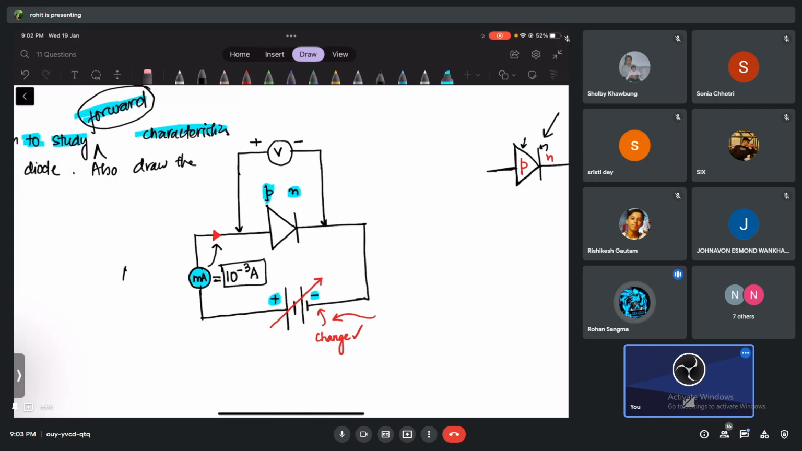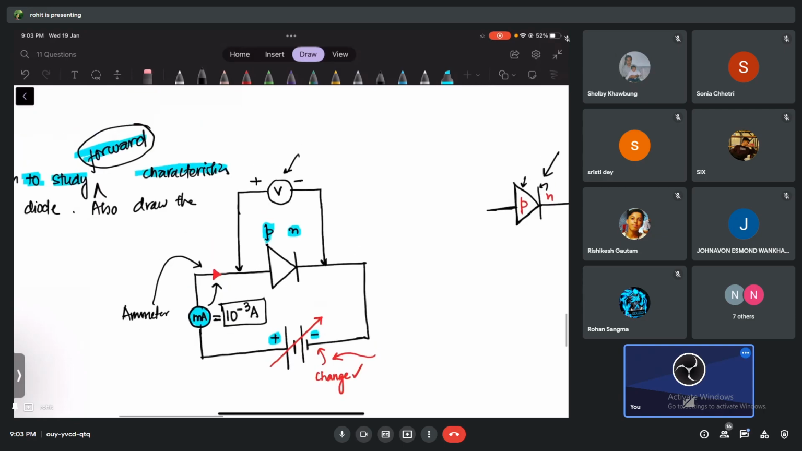It's an ammeter, no? Yes, sir. So this ammeter will help me to measure the value of the current. Okay. And what is this, guys? Is this an ammeter or a voltmeter? Yes, sir. Voltmeter. What will this voltmeter do?